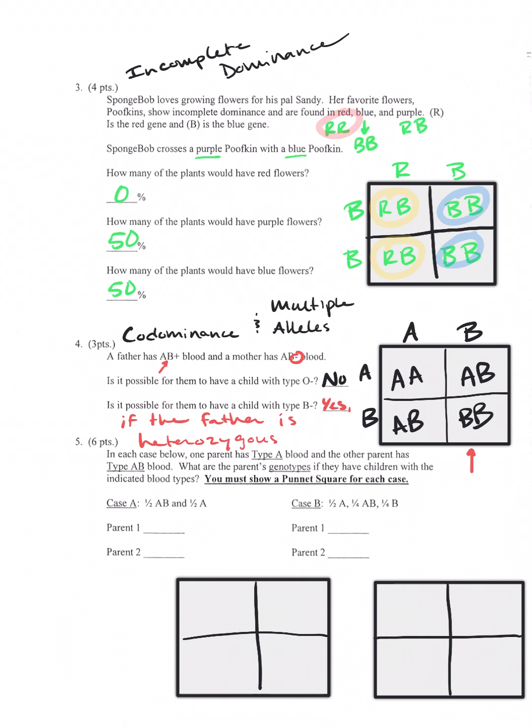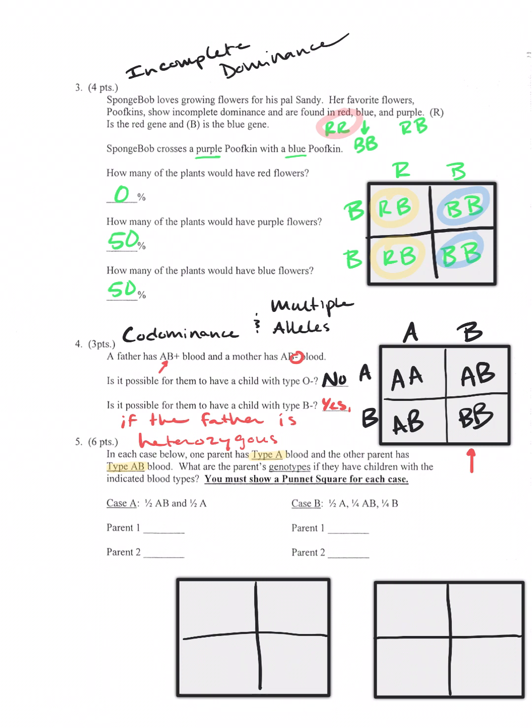Now let's move on to number 5. It says, in each case below, one parent has type A blood and the other has type AB blood. So we know their blood types, we just need to figure out their genotypes. So we're going to figure that out by working backwards from what their children look like.